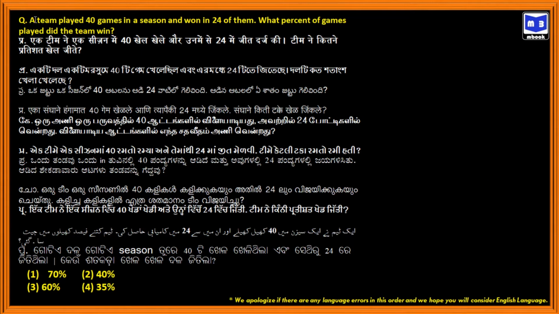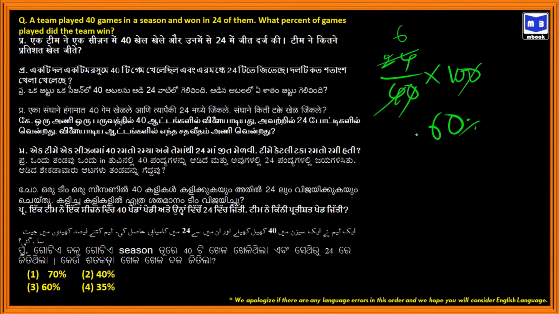Go for next example. The example is, a team played 40 games in a season and won 24 of them. What percentage of games played did the team win? 24 games won out of 40 games. Into percentages, 60 is the answer. 60% is the answer.